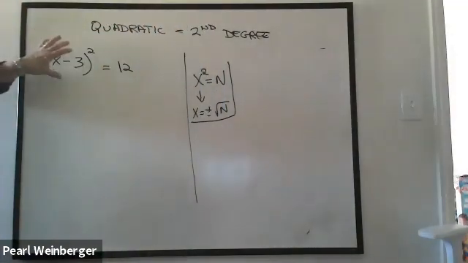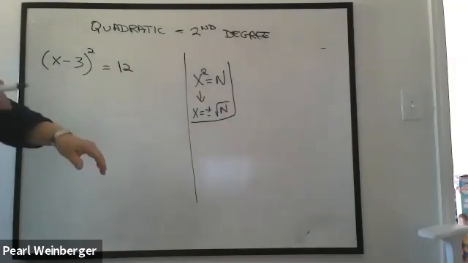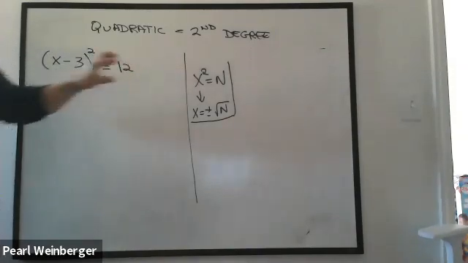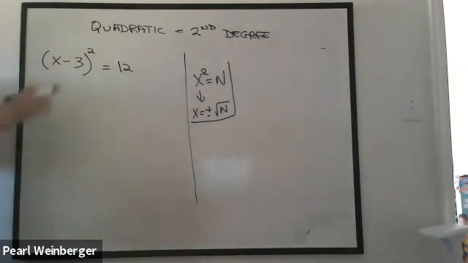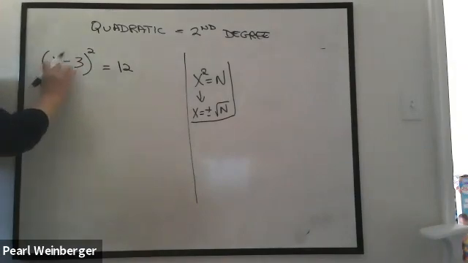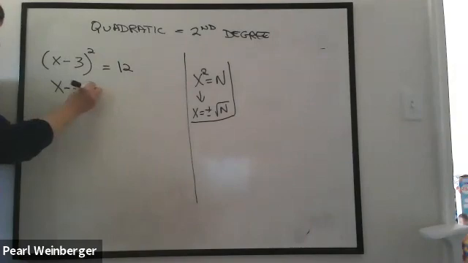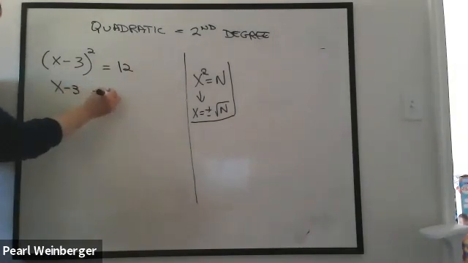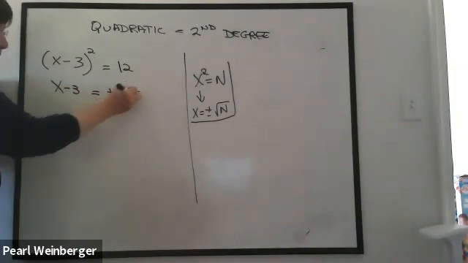So we again have something squared equaling a number. So that's this. The next step is to take the square root of both sides. Now, taking the square root of x minus 3 squared just gives me the x minus 3. Taking the square root of 12, we do plus or minus the square root of 12.